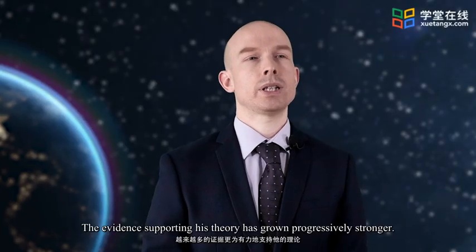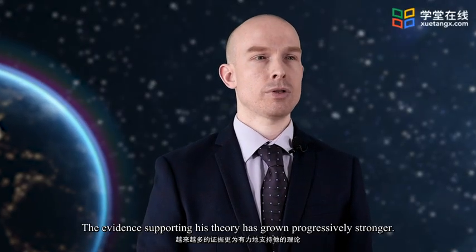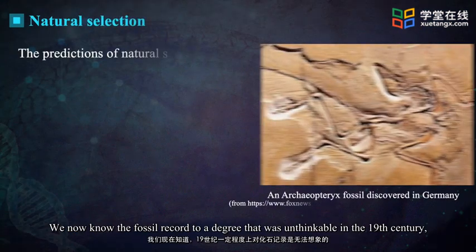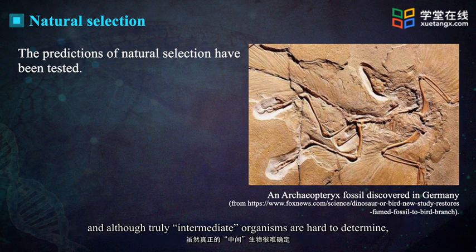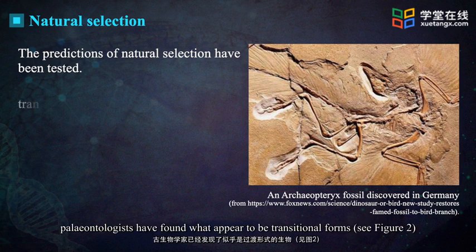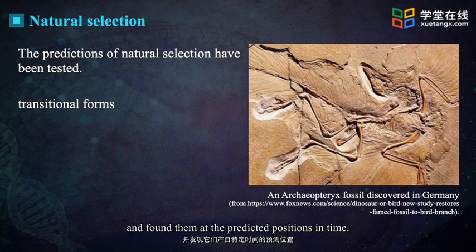The evidence supporting his theory has grown progressively stronger. We now know the fossil record to a degree that was unthinkable in the 19th century. And although truly intermediate organisms are hard to determine, paleontologists have found what appear to be transitional forms, see Figure 2, and found them at the predicted positions in time.